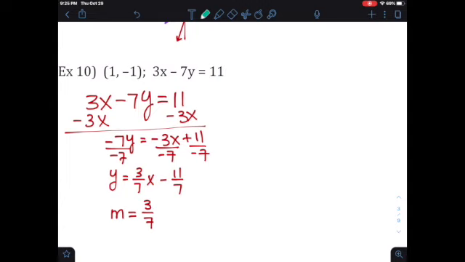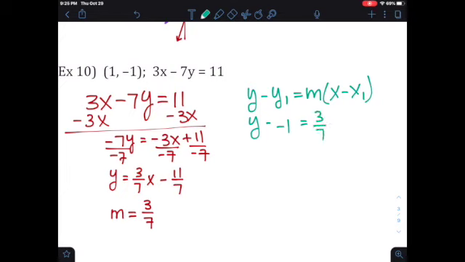So the equation for this new line that you're going to write is y minus y1 equals m times x minus x1. And so that will be y minus negative 1 equals m, which is 3 over 7, times x minus 1. And that will be simplified: y plus 1 equals 3 over 7 times x minus 1. And that will be your new equation. That line is going to be parallel to 3x minus 7y equals 11, and the point it goes through is (1, negative 1).